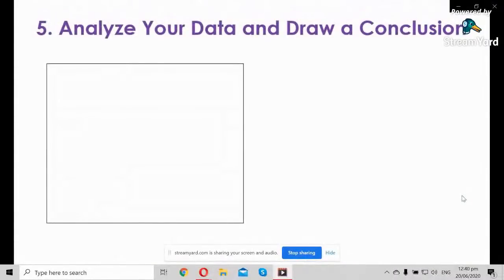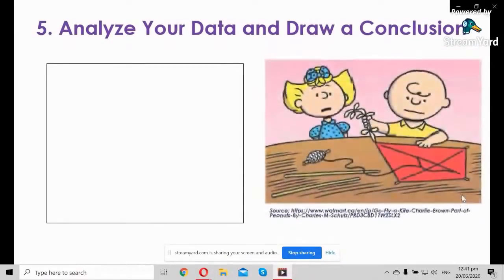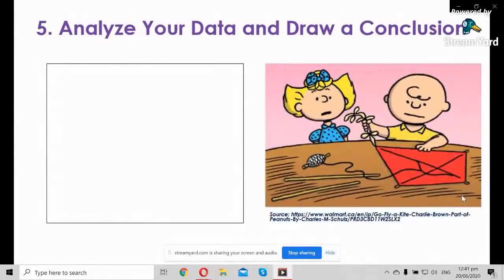Now this time, we will continue our fifth step of the scientific method. After testing your hypothesis by doing an experiment, it's time for us to analyze your data and draw a conclusion. How do we analyze and how do we draw a conclusion? Of course, you have to understand that for you to make a kite, you have to consider some other things.